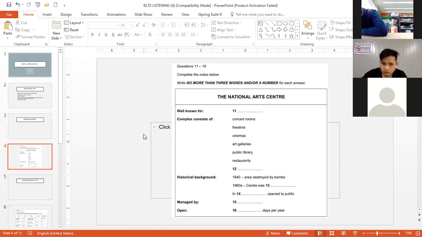So, how did they manage to build such a big arts complex right in the heart of the city? Well, the area was completely destroyed by bombs during the war in 1940. So the opportunity was taken to create it, what they called the city's gift to the nation. Of course, it took a while for such a big project to get started, but it was planned in the 60s, built in the 70s, and eventually opened to the public in 1983.